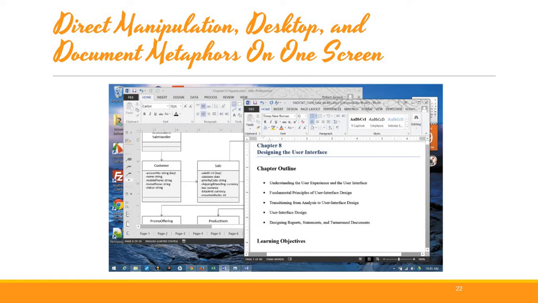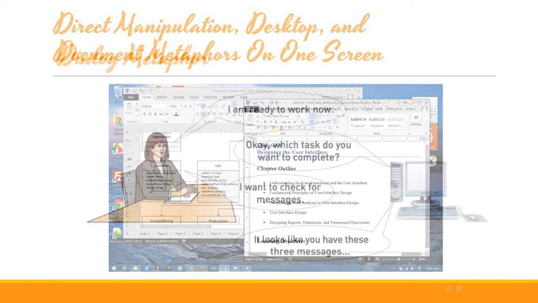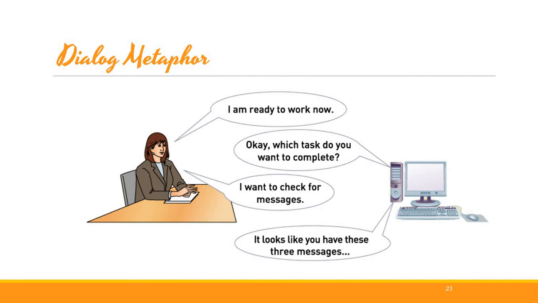The direct manipulation, desktop, and document metaphors emphasize displayed objects with which the user interacts. The dialogue metaphor emphasizes the communication that occurs between the user and a computer, conceptualized as a conversation. In a conversation, a dialogue between two people, each person listens and responds to questions and comments from the other person, with the information being exchanged in a sequence.